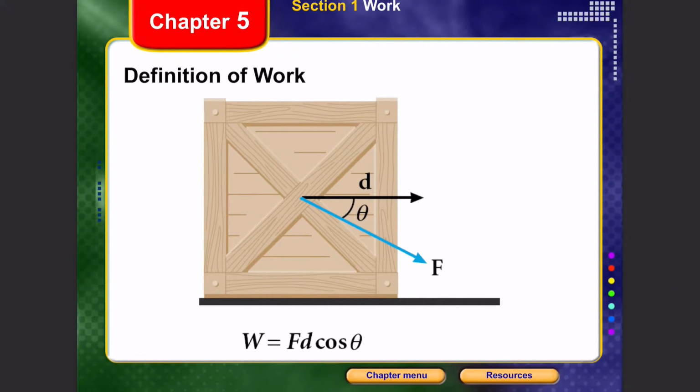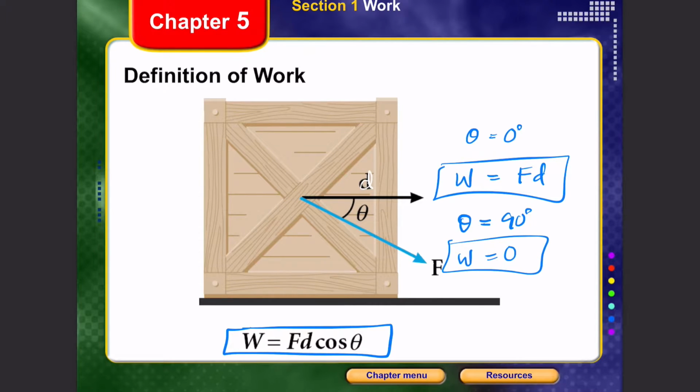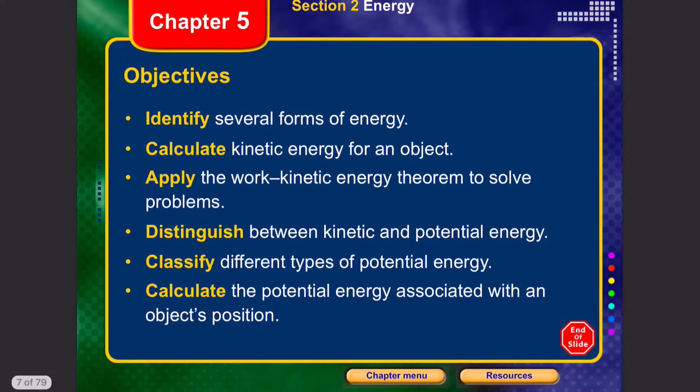So if you have an angle between the displacement and the force, it's generally given by W equal to F d cos theta. So if theta equals 0 degrees, W is equal to F d. But if this theta is 90 degrees, W is 0. So this is called the maximum condition and the minimum condition for work. So that is work. Let's get into section 2, energy.